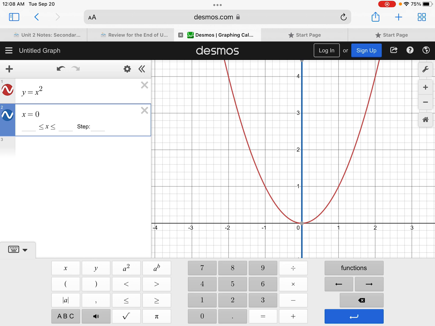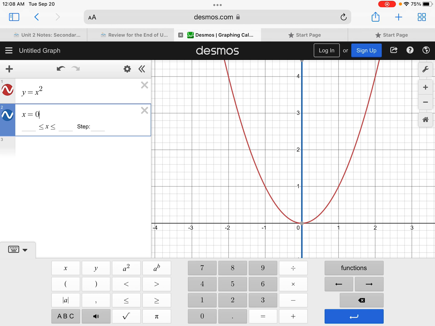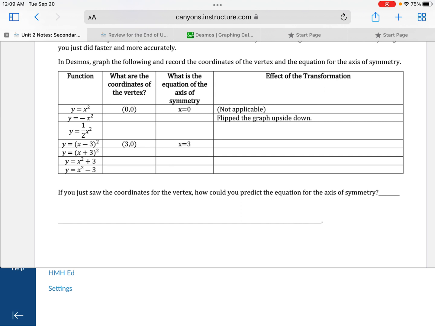Okay, now let's go back here into our notes and see what we need to do. Let's try doing a negative x squared. I want you to pause the video right now, guys. I want you to go into Desmos, and type in underneath here y equals negative x squared. So open up your Chromebooks, open up Desmos, and pause the video until you get there. Okay, cool. Y equals negative x squared. And you notice here in this green one, it's just flipped the red one upside down. It's reflected it across the x-axis.